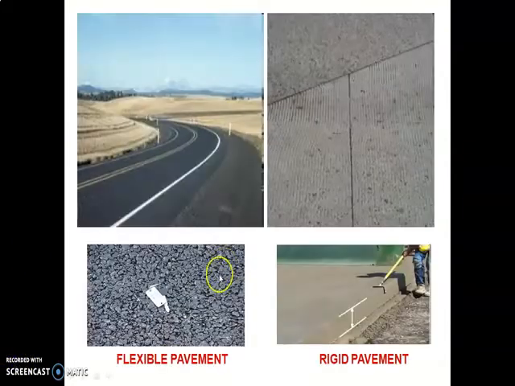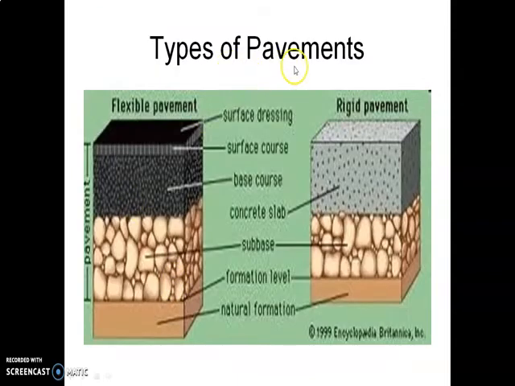Okay. Next one, types of pavements. In types of pavements, we have two types. One is flexible pavements, another one is rigid pavements. In flexible pavements, you have to see natural formation, formation level, surface course, base course, surface dressing. We have to see here in rigid pavements only three layers: natural formation, formation level, subbase, concrete slab. Okay. Next one, I have to show the wheel load, granular structures. This one is okay.